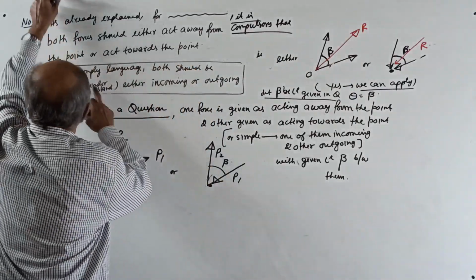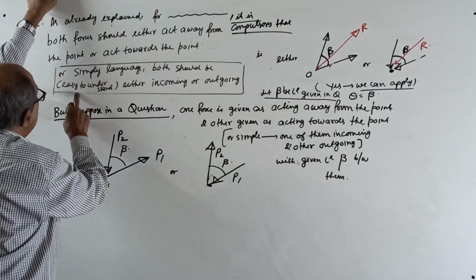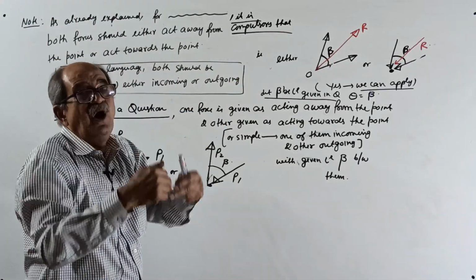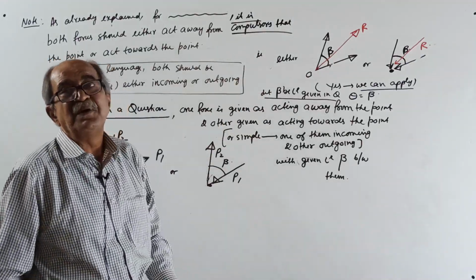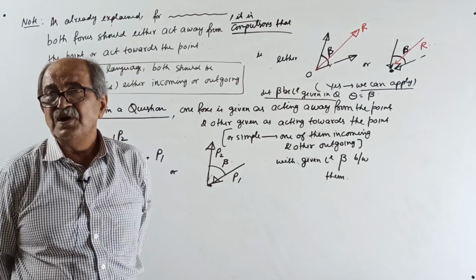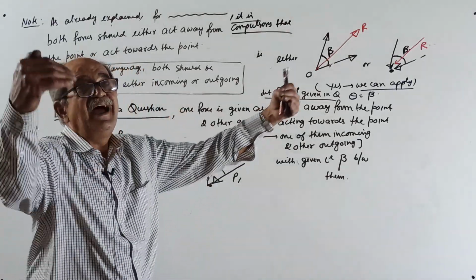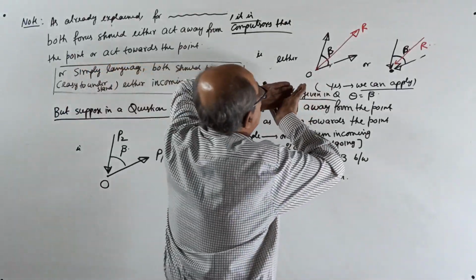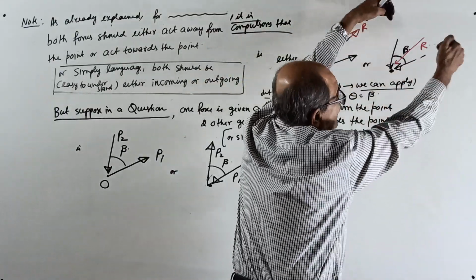Or, I will tell in simple language, both should be easy to understand. Both should be either incoming or outgoing. Some students will say, sir, acting away from the point or acting towards the point. Sir, instead of that, this is best. What best? Sir, either both are incoming or outgoing. Okay, either both are outgoing with respect to the point or both are incoming.